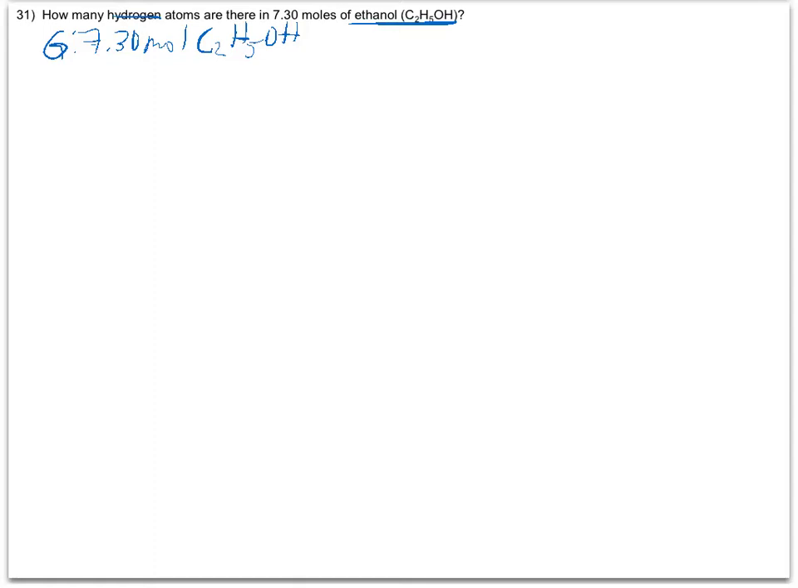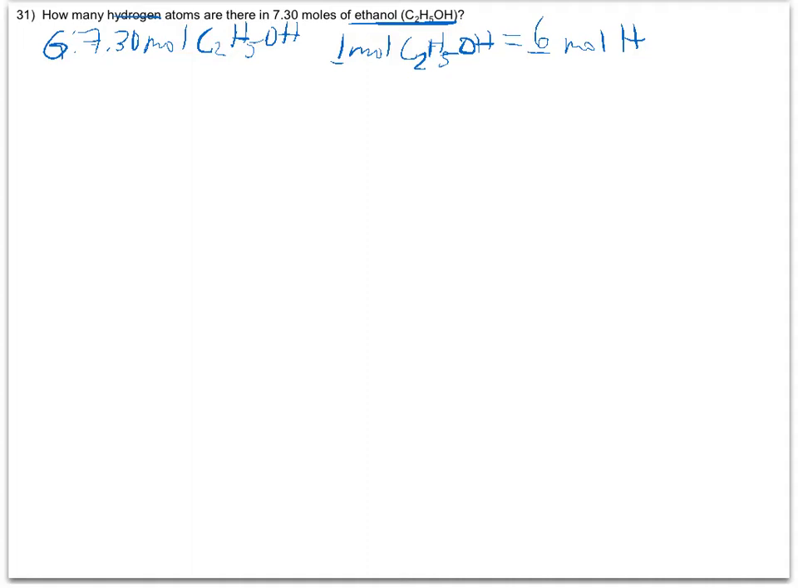Alright, so first thing we need to do is get out of the moles of ethanol, the C2H5OH, and into moles of hydrogen. So 1 mole of the compound, and we've got to figure out how many moles of hydrogen there are, and that's just subscripts. But we need to be careful, because there's hydrogen here and there's also hydrogen here, which means we actually have 5 plus 1 hydrogens, or 6 hydrogens for every 1 compound, which means that we've got 6 moles of hydrogen for every mole of ethanol.